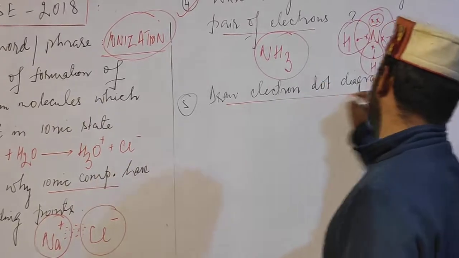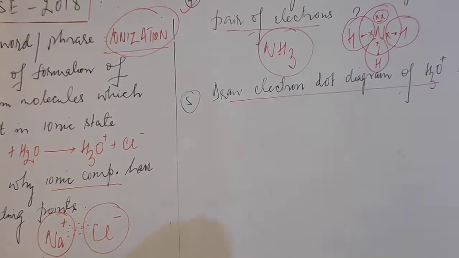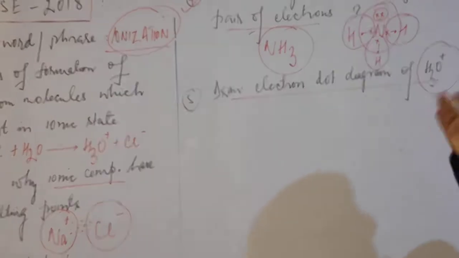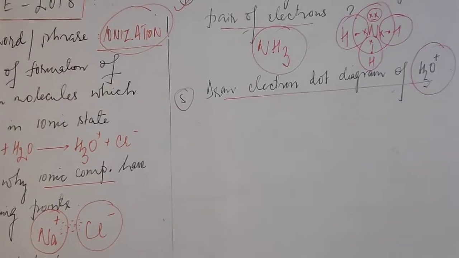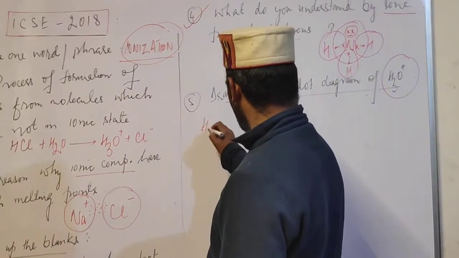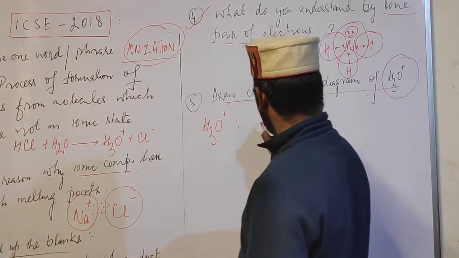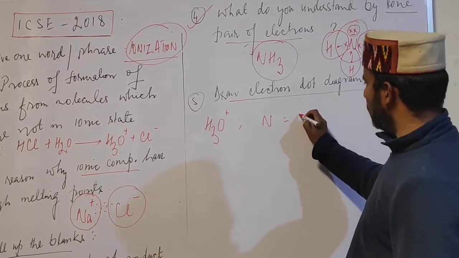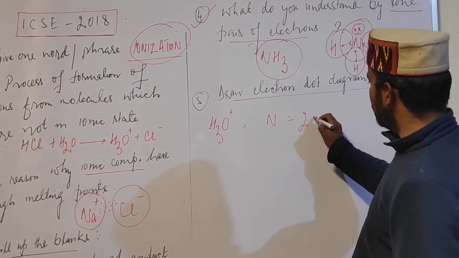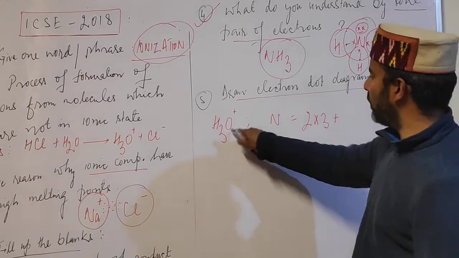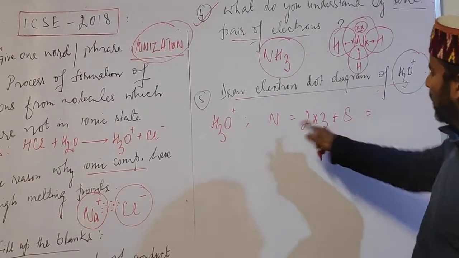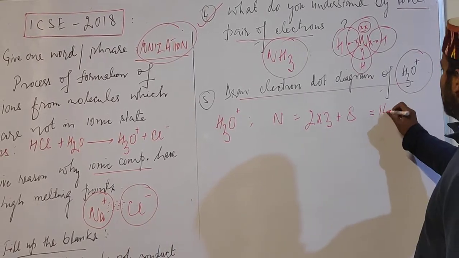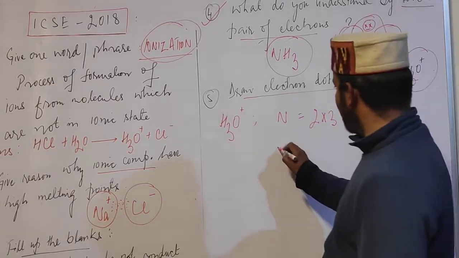Now student, next is again a very important question. You have to draw electron dot diagram of hydronium ion, and again we will follow the same procedure which we have used for ammonium ion. Now in hydronium ion, students, first in noble gas configuration, hydrogens, they tend to have duplet, so 2 into 3, and oxygen will tend to have 8. So total noble gas configuration electrons 8 plus 6, we have 14.